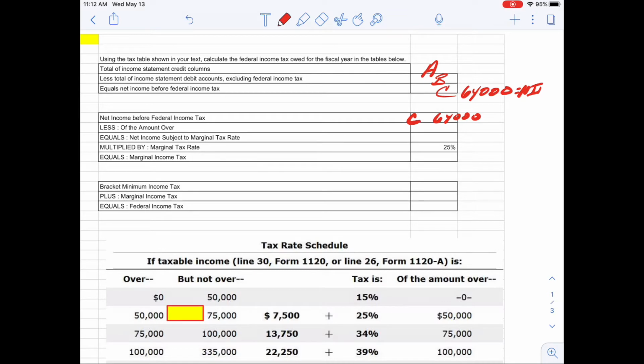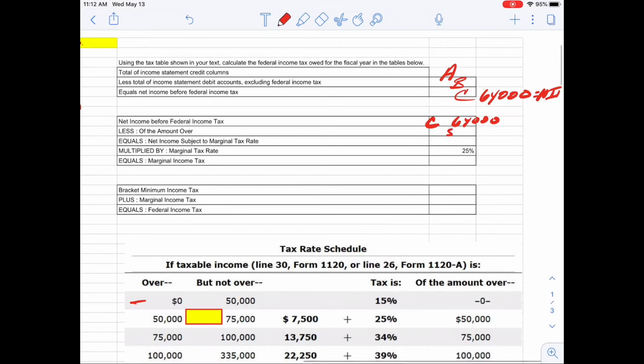So if you think about that, our bracket is here, and our amount over is $50,000. We're over that first bracket of $50,000. What's our net income subject to the tax rate? Well, what's 64,000 minus 50,000? That's going to be 14,000. So that 14,000 will sit right there, and that's ultimately what we have to calculate to finish our calculation. Our net income subject to the marginal tax rate is going to be our 14,000.